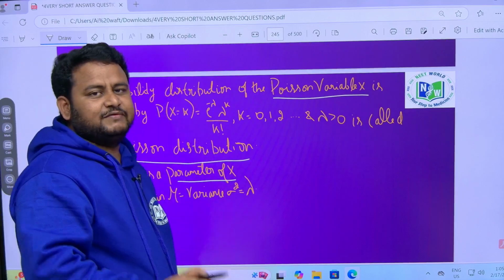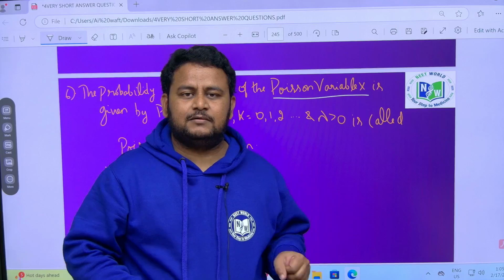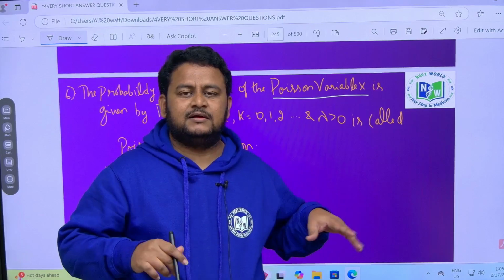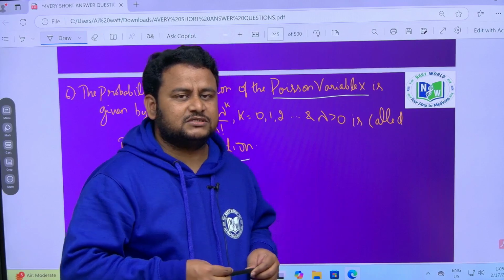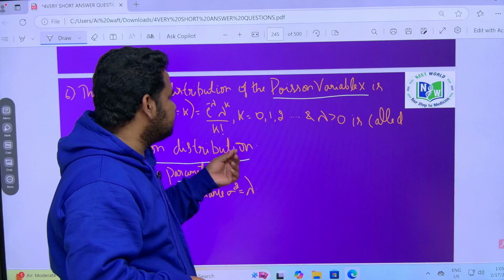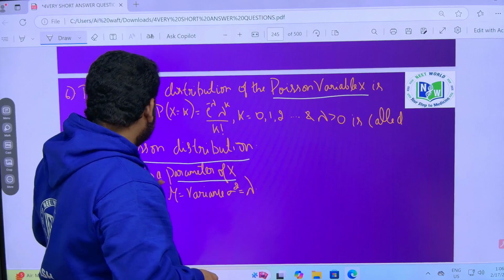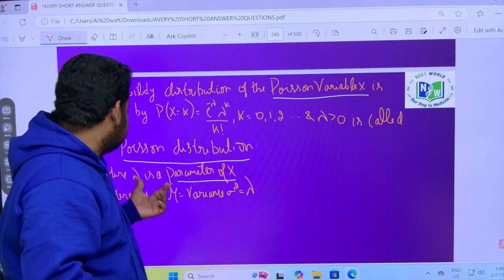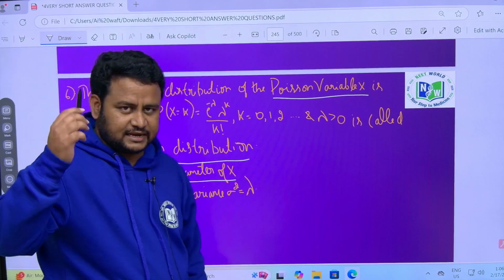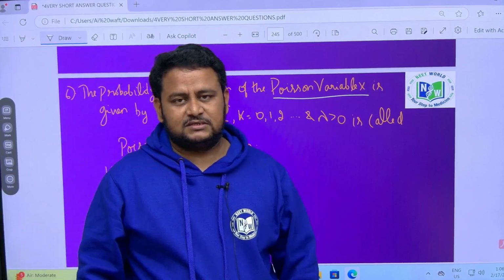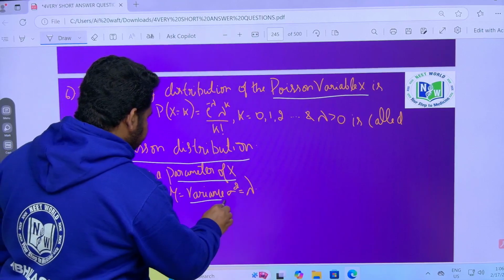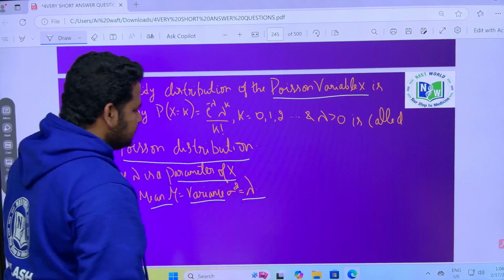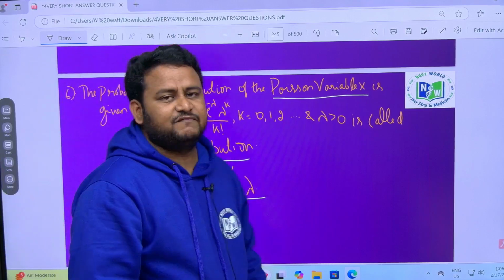In binomial variate we saw that n and p are the parameters of X. In Poisson's distribution, in a Poisson variable, lambda is the parameter of X, whereas n and p are the parameters of X in the binomial. Here the mean mu is equal to the variance, that is sigma square is equal to lambda. This lambda value that you get itself is the mean.